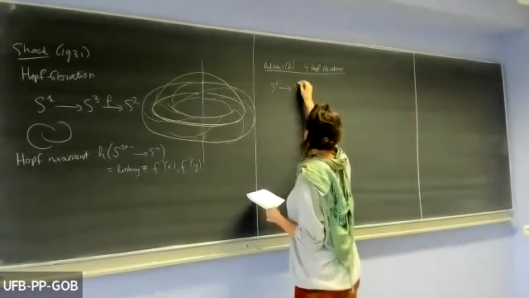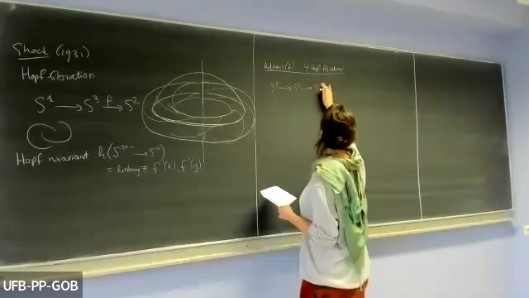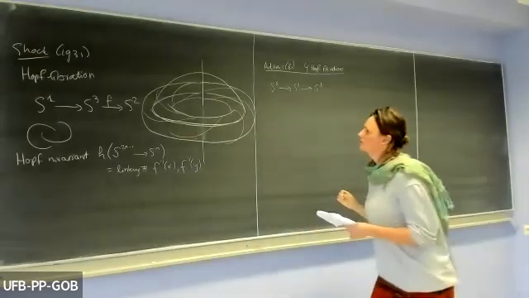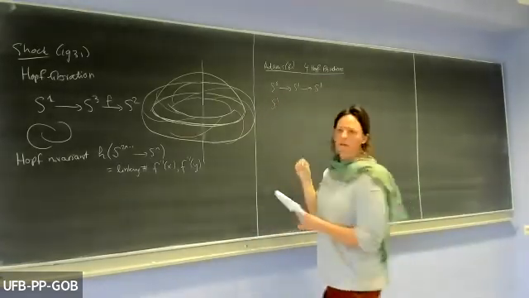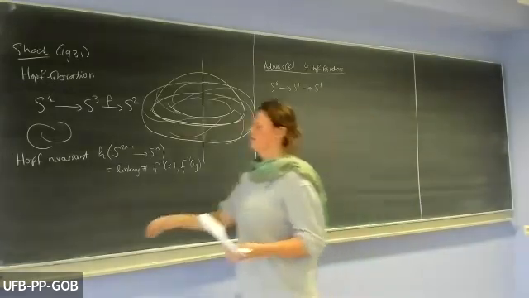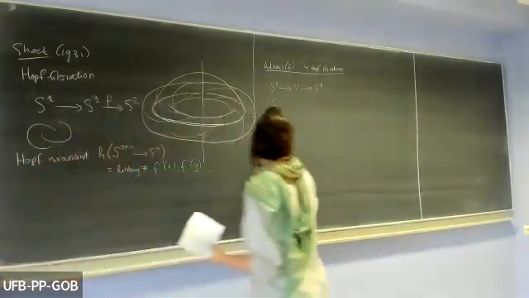So S1 goes to S1. This is just a double covered circle. Actually, can you do it slightly bigger? Because indeed, this one is a bit small.